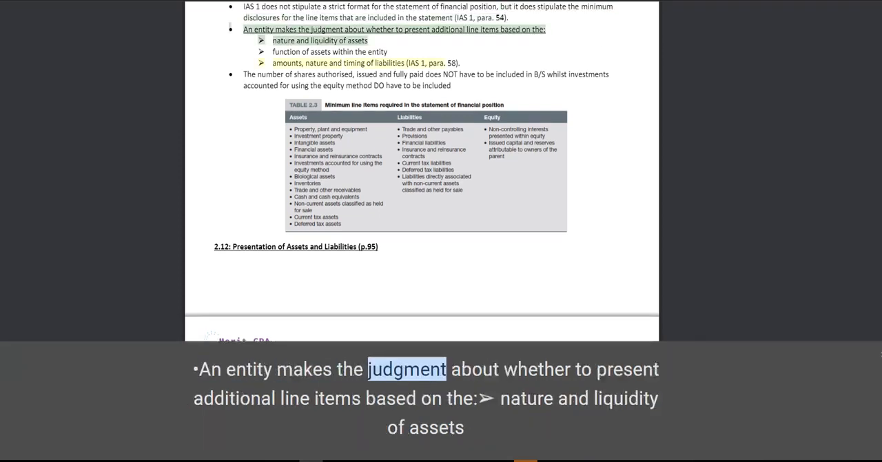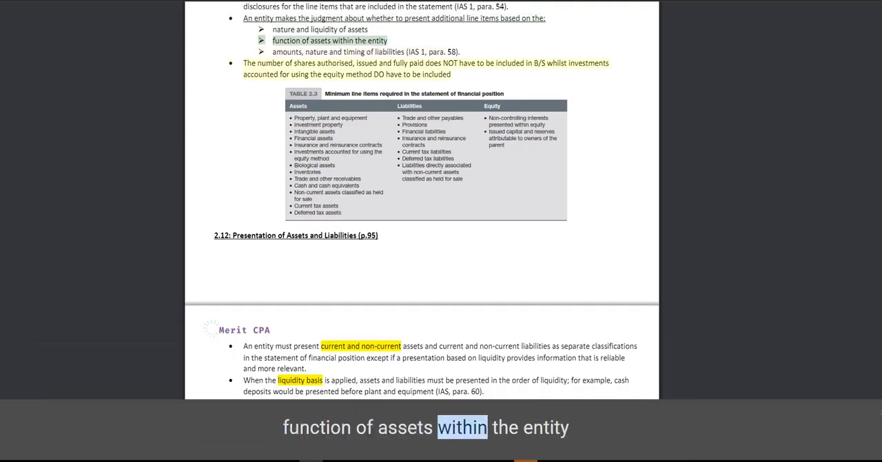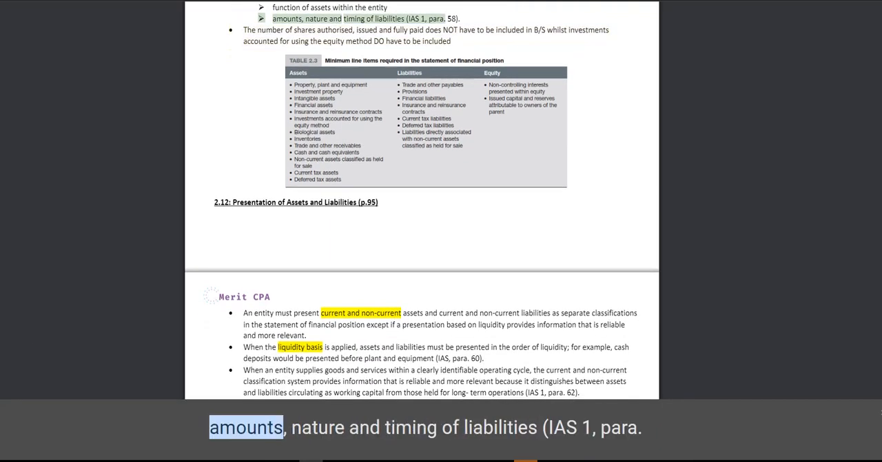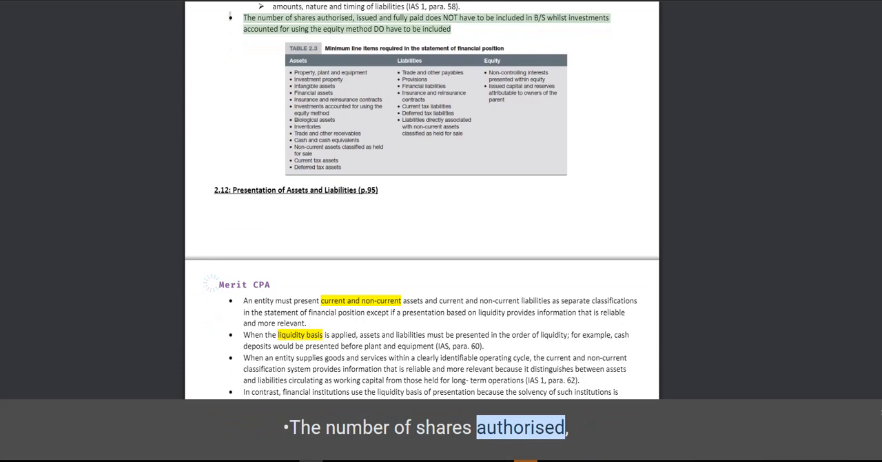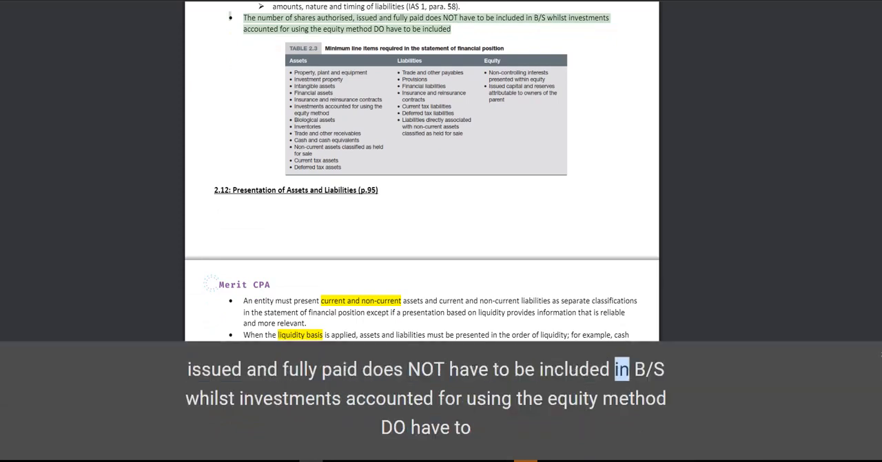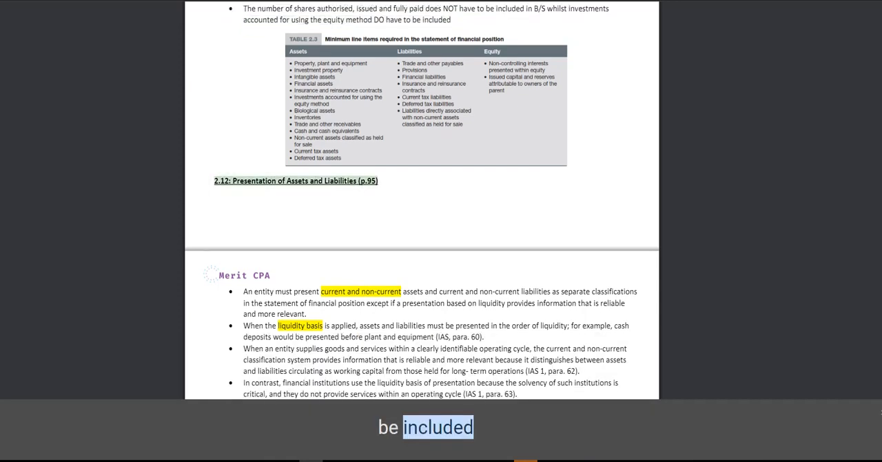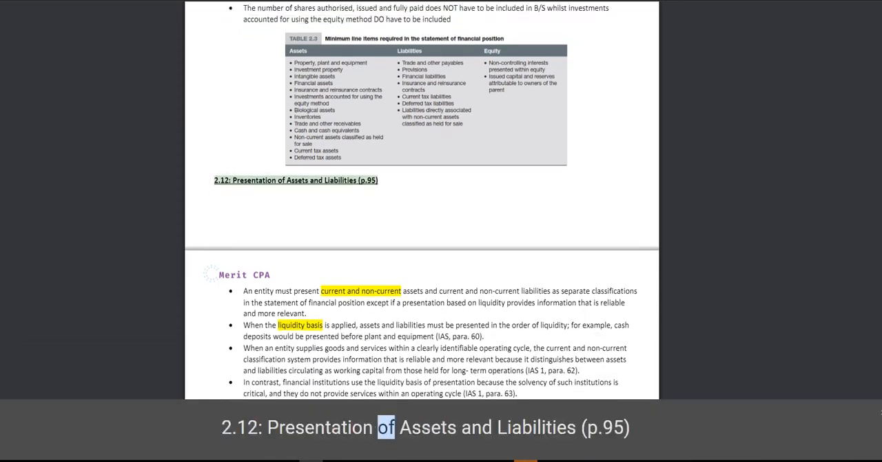An entity makes the judgment about whether to present additional line items based on the nature and liquidity of assets, function of assets within the entity, and amount, nature and timing of liabilities. IAS 1, para. 58. The number of shares authorized, issued and fully paid does not have to be included in the balance sheet, whilst investments accounted for using the equity method do have to be included.